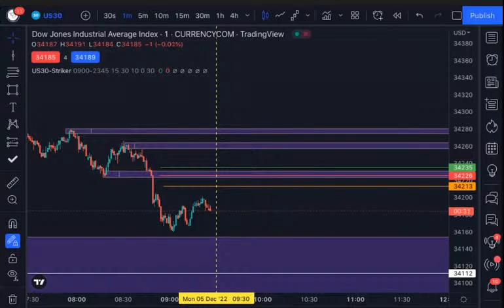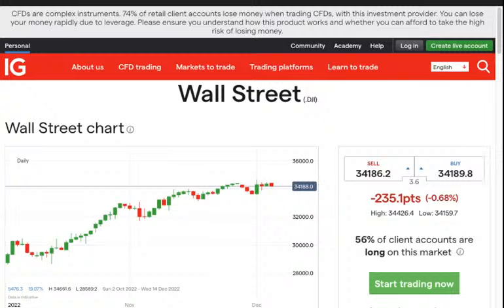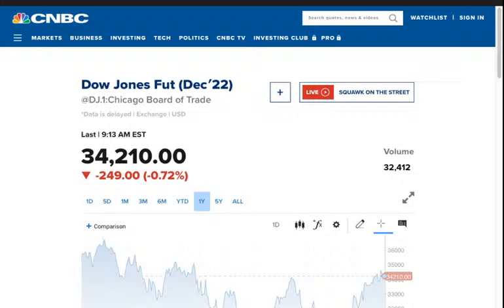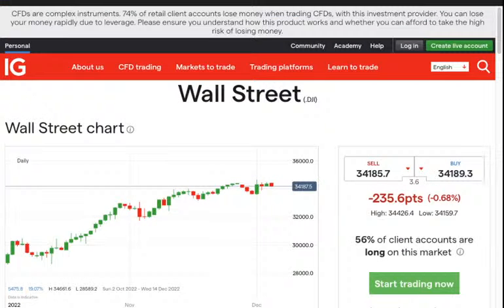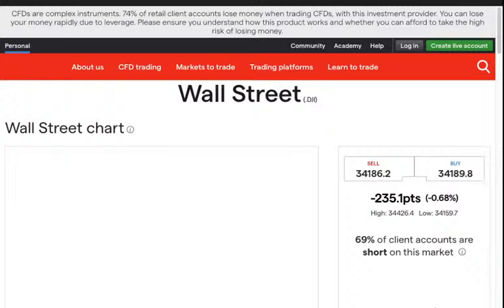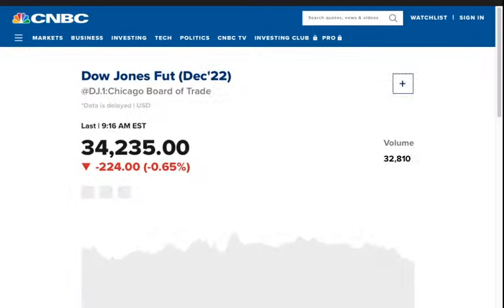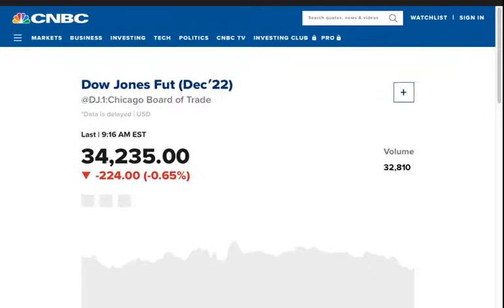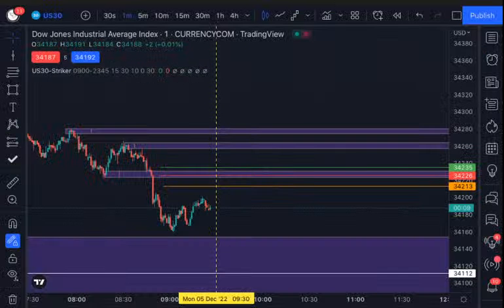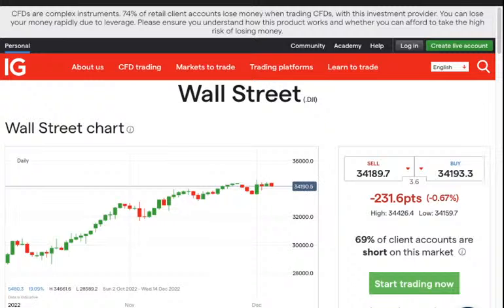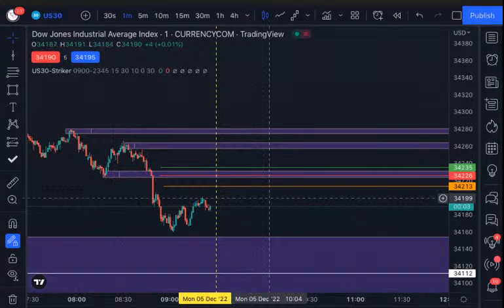Now, one thing I want to keep in mind is that the market is 56% long, so we're looking at 69. Oh, now the market is 69% short. So what we want to do is the opposite of what the majority of the market is doing. If the market is 69% short, we want to look for some buying opportunities.